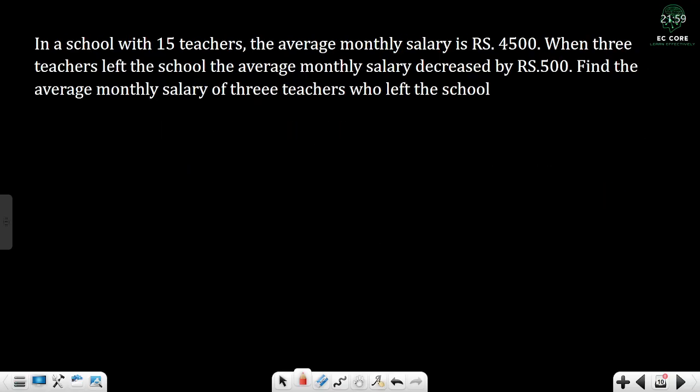So coming to the next question. In a school with 15 teachers, the average monthly salary is 4,500. So for 15 teachers, it is 4,500. When 3 teachers left the school, the average monthly salary decreased by 500. So for 12 teachers, the average has become 4,000.